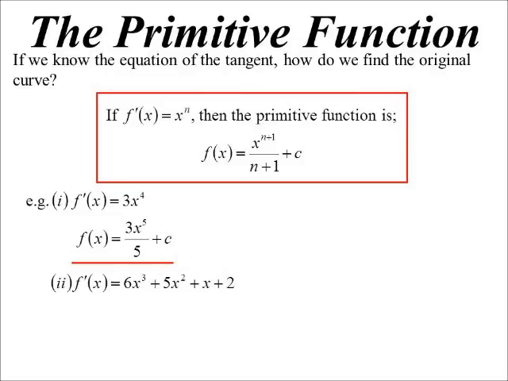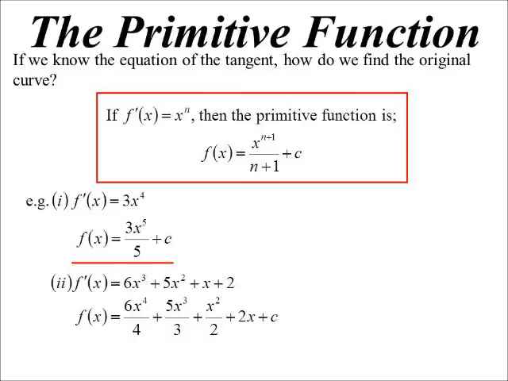Just like differentiation, where we could do it 1 term at a time, same when we go back the other way. We can do it 1 term at a time. So the 6x cubed, add 1 to the power, comes x to the power of 4 divided by 4. The x squared becomes x cubed divided by 3. The x becomes x squared divided by 2. Now the number by itself, of course, becomes 2x. Because whilst we're seeing the number 2 there, what we've really got is 2x to the power of 0. So add 1 to the power becomes x to the power of 1 divided by 1.